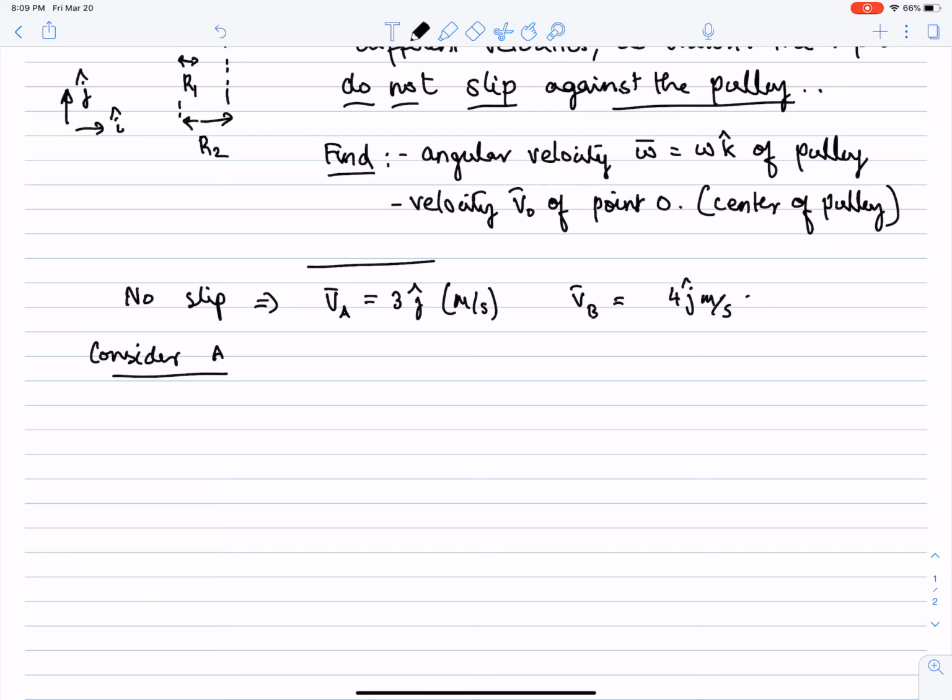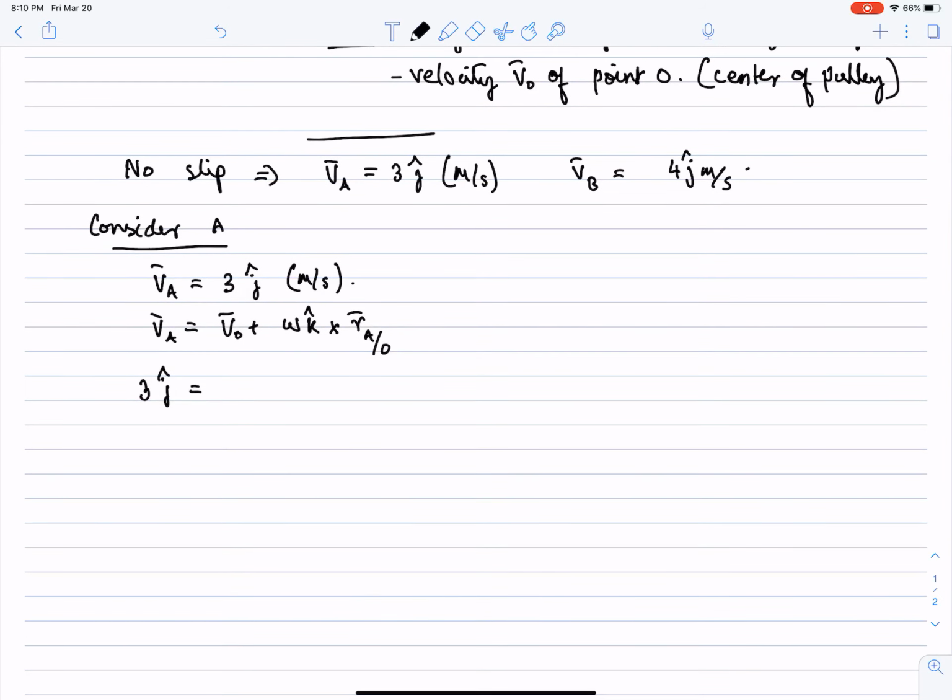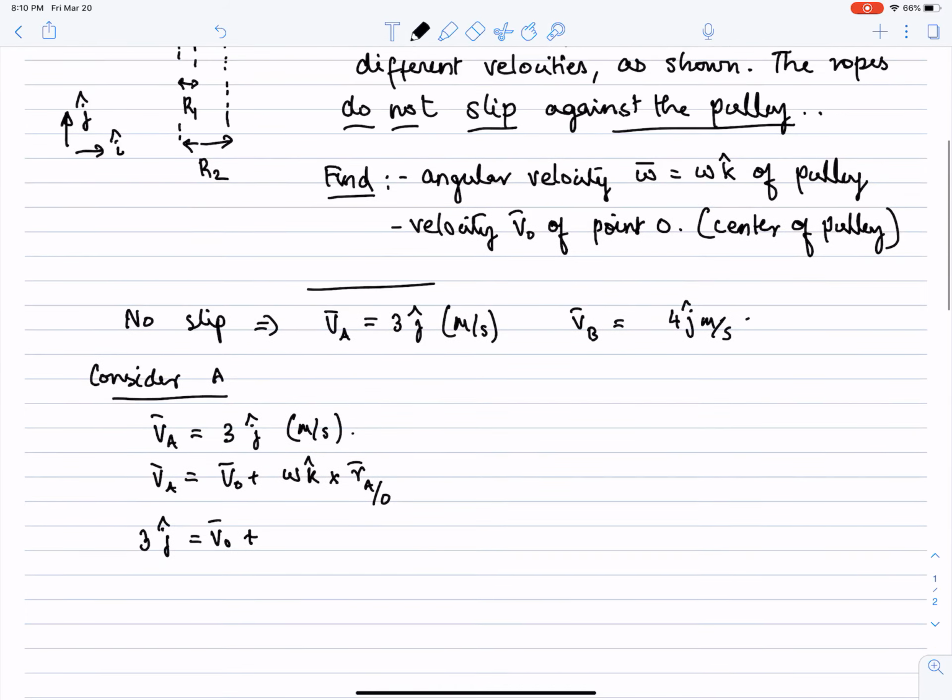So we have VA equals 3j, but VA is also equal to V naught plus omega k cross RA with respect to O. So we have 3j equals V naught plus, what is RA with respect to O?